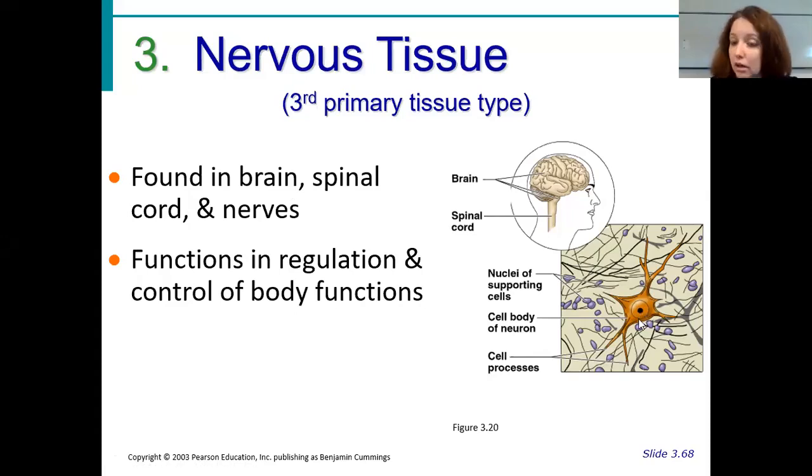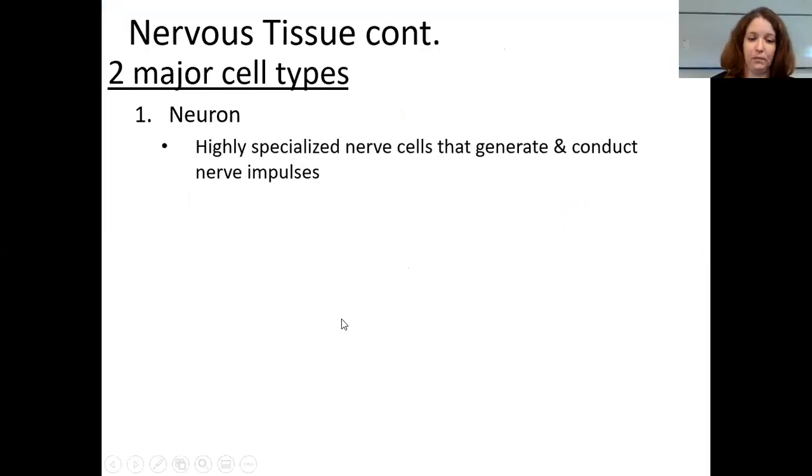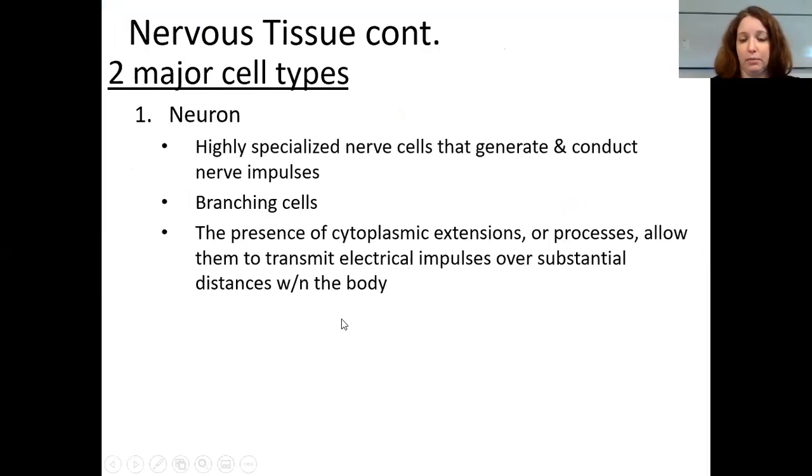It is a neuron. This is the neuron; the small projections are dendrites. The center structure is where the nucleus and organelles are, and if you have a very long structure coming off of it, it's called an axon. Dendrites receive impulses, axons transmit impulses. The neuron is a highly specialized nerve cell that generates and conducts nerve impulses.